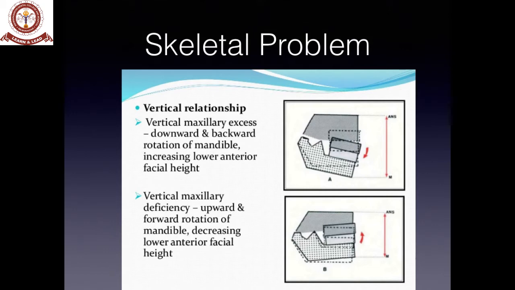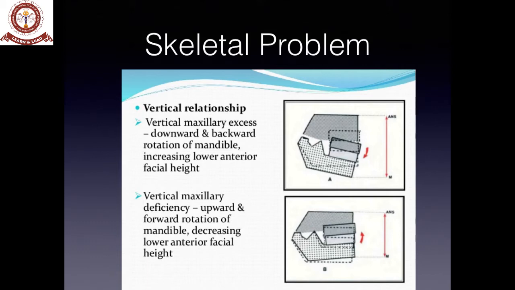In the sense, for a patient with vertical maxillary excess, there will be rotation of the mandible in the clockwise direction. So when the mandible rotates clockwise, you can see in the first picture there will be a downward rotation of the mandible, resulting in increased lower anterior facial height.